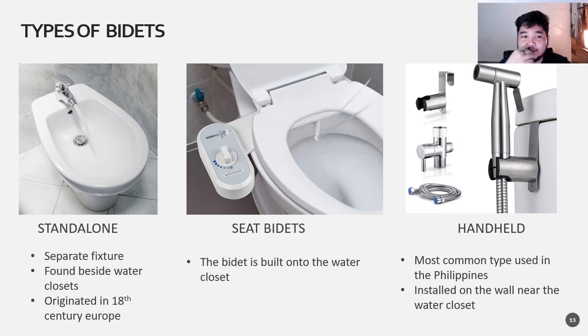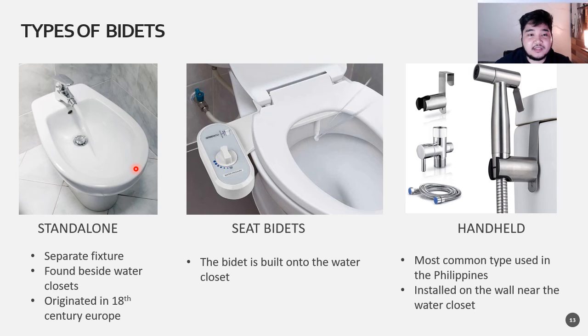Okay, now let's go to the types of bidets. There are three types. There is a standalone, this one. This is a whole separate fixture. We have seat bidets, which are built at the side and at the rear of the water closet, and then we have handheld.